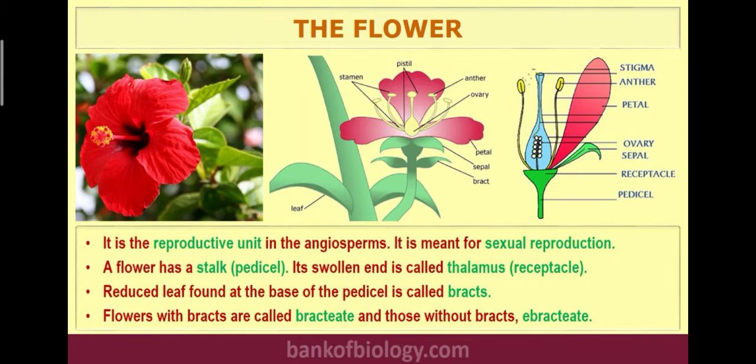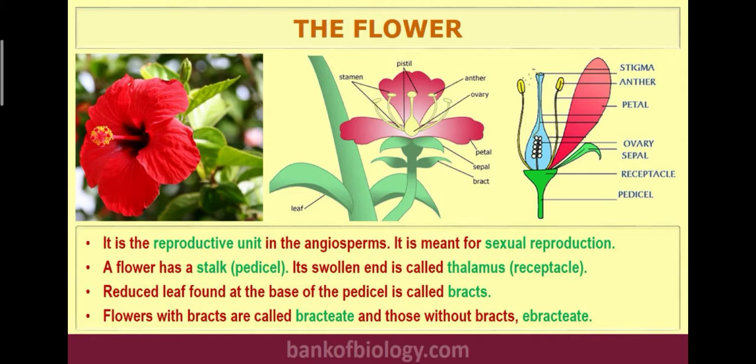Now let's start the flower. As you have seen, the flower is the reproductive unit. As we all know, the flower is called the reproductive unit in the angiosperm. It is meant for sexual reproduction. This flower is meant for the sexual reproduction of the plant.